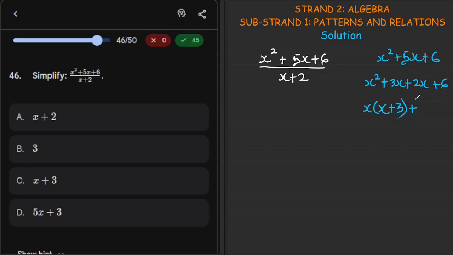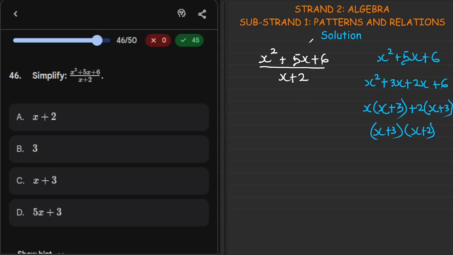What is their highest common factor? That is 2. And 2 times what gives us 2x, that is an x. 2 times what gives us 6? That is also a positive 3. So with that, you realize that you have this same set of brackets in both. So that we have an x plus 3 in one bracket. Then we also have an x plus 2 in the other bracket.